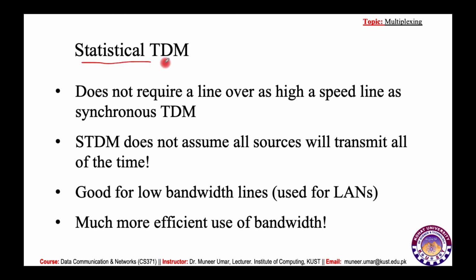So this whole thing would be about line A or the device A. This type is better than synchronous, so it doesn't require a line of high speed. The statistical time division multiplexing does not assume all sources will transmit all the time. We have seen that it doesn't use any empty slots or entertain the idle systems. Since it is efficient, it is good for low bandwidth lines, and usually it is used by LANs. So we can say that the statistical time division multiplexing is using the bandwidth in an efficient way.